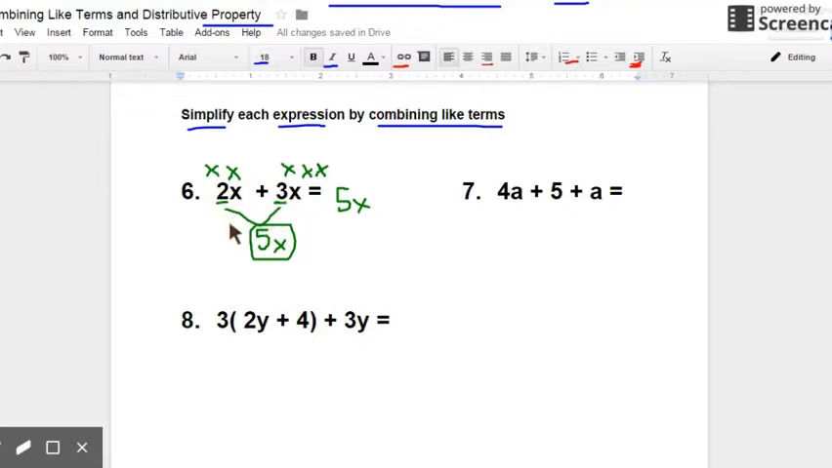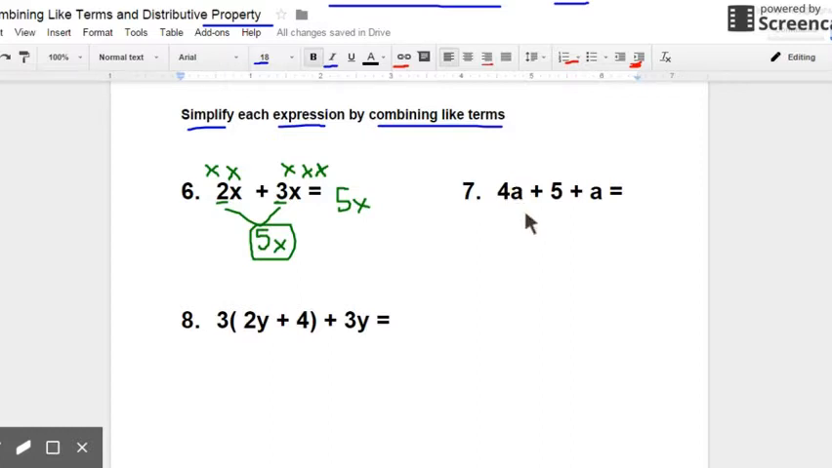This is exactly what you did like in 5th grade, or 1st grade, excuse me. We're just adding together things that are the same. So these were both like terms, so that's our final expression is 5 times x, or 5 x's. And now we can move on to our next problem.